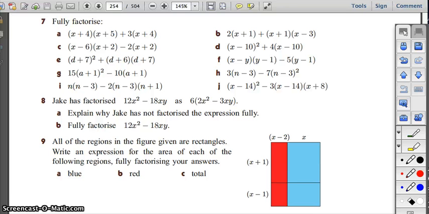So we're looking at G. Yep. 15 a plus 1 all squared take 10 a plus 1. Okay, so the process might be to find the highest common factor of 15 and 10. Yeah. So out the front here, we might have, we'll do it up here, I think, a bit more room. 5 times 3. Would that be right? Yeah. A plus 1 all squared. Take 5 times 2, a plus 1.